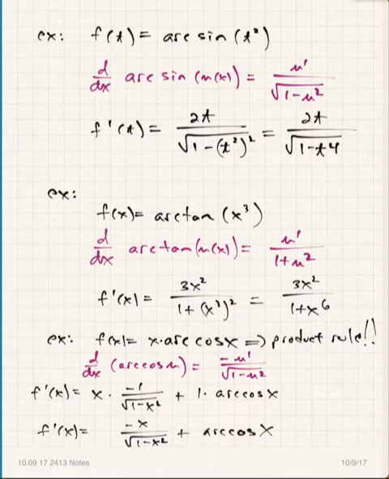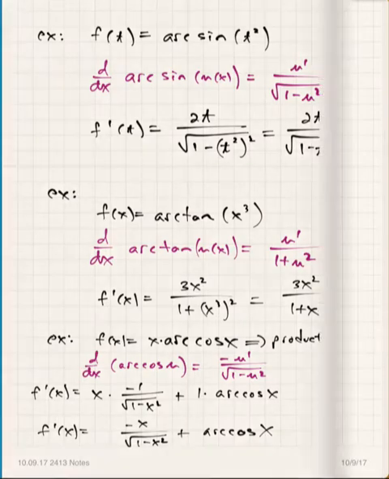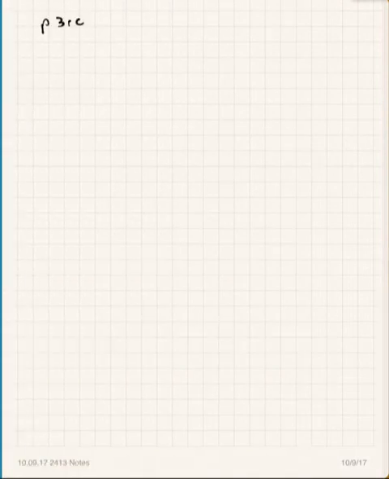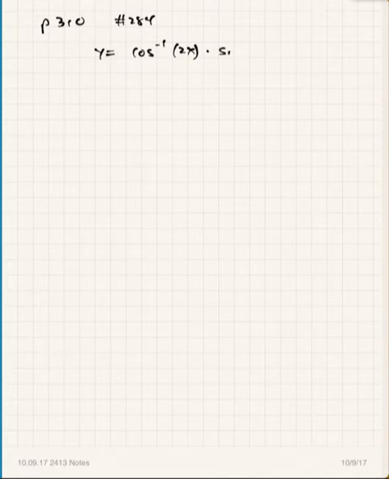All right, in your textbook, I'm on page 310 in your textbook. And so let's look at an example out of your textbook. So let's say we have, or look at problem number 284. So this is problem number 284. You have y equals inverse cosine of 2x times inverse sine of 2x.